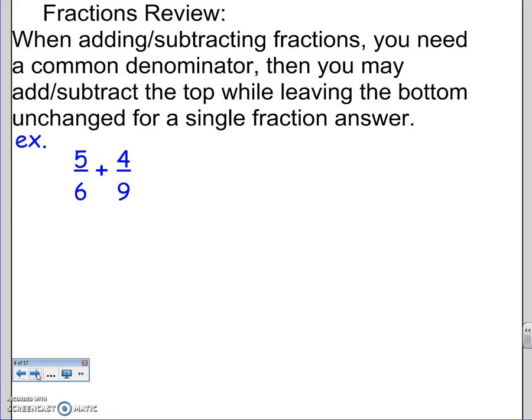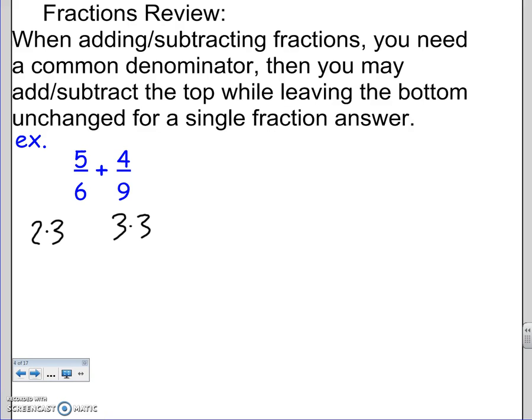So just a quick review for numbers. When adding or subtracting, you need a common denominator. Then you add or subtract the top while leaving the bottom unchanged, as a single fraction answer. So remember, step 1 was factor. So just factor the bottom. Well, 6 is really 2 times 3. And 9 is really 3 times 3. So my bottoms are factored.